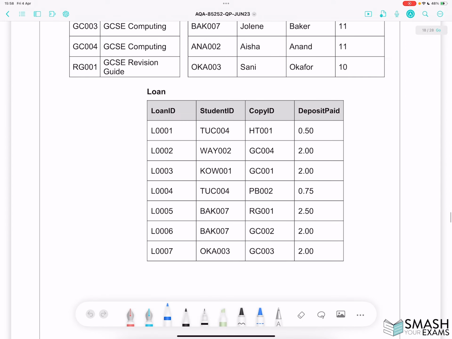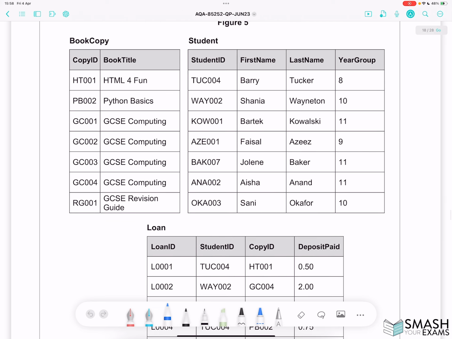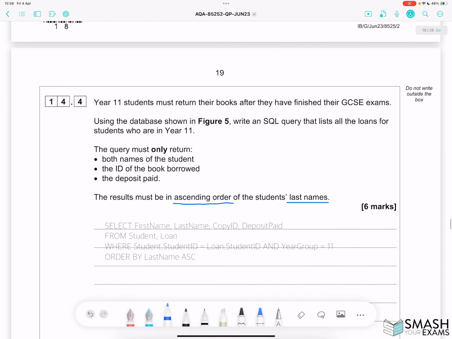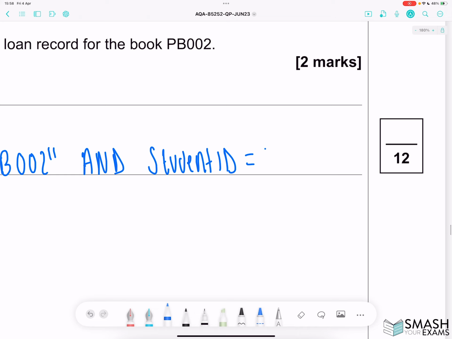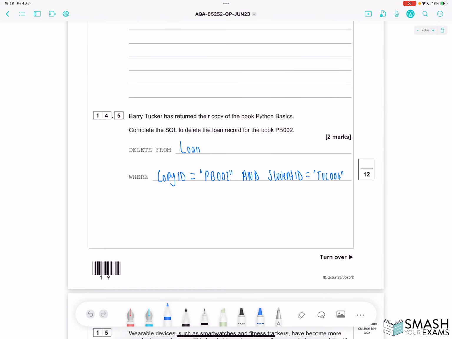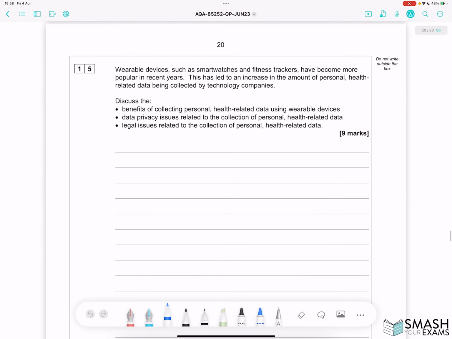So we'll come up to the loan bit there. Let's have a little look. So we can see Barry Tucker's is there, TUC004. So let's go back to our question and we'll just fill that there. And again, that is a string, so we shall treat it as a string with speech marks, TUC004. There we go. That's our 2 marks for that. Okie doke. Perfect. We're getting there.